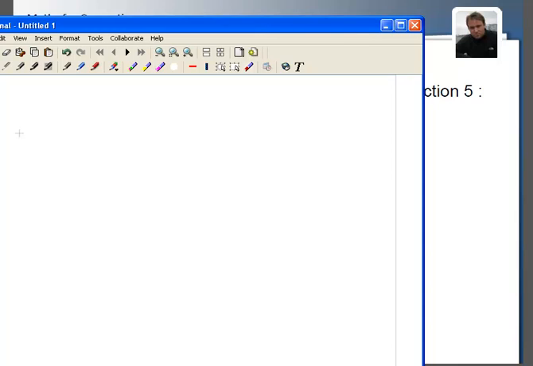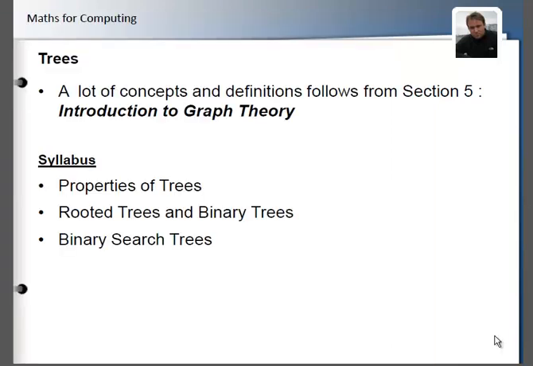In this presentation, we are going to look at trees. This is a new topic, and essentially it's a lot of concepts and definitions that follow on from Introduction to Graph Theory, a previous section that I would have looked at.